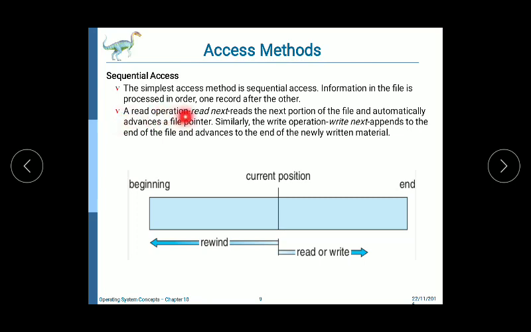Here, the read operation, which is called read next, reads the next portion of the file and automatically advances the file pointer. Similarly, the write operation, called write next, appends to the end of the file and advances to the end of the newly written material. Consider this figure. There is a beginning of the file and an end of the file. Suppose this is the current position, then read or write takes place from left to right, whereas rewind can take place from the current position towards the left, the beginning of the file.